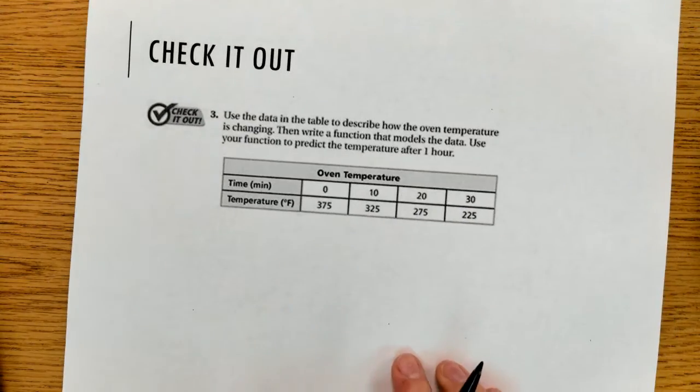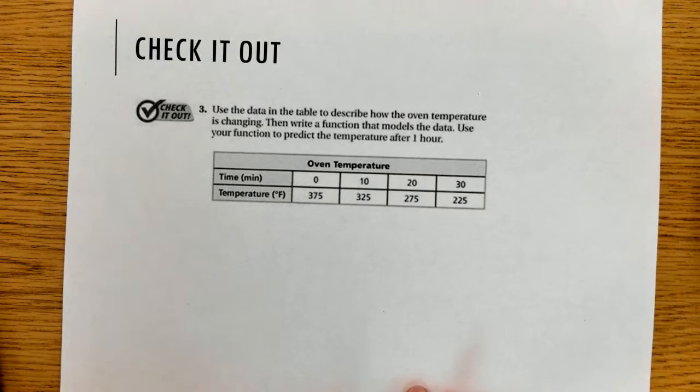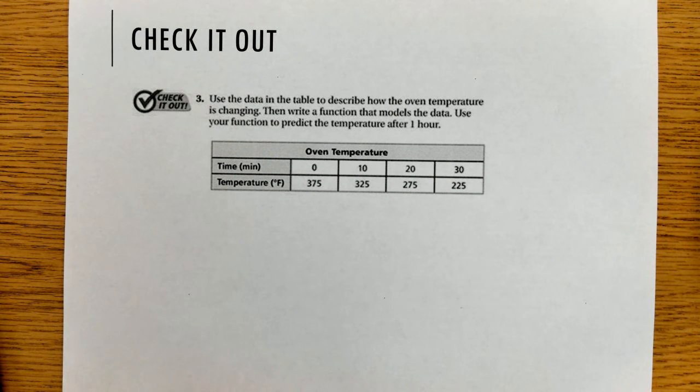Now there is a check it out problem for you to do. So go ahead, take a moment, pause the video, and then resume when you're ready to check your answer. So it says, use the data in the table to describe how the oven temperature is changing. Then write a function that models the data. Use your function to predict the temperature after 1 hour.